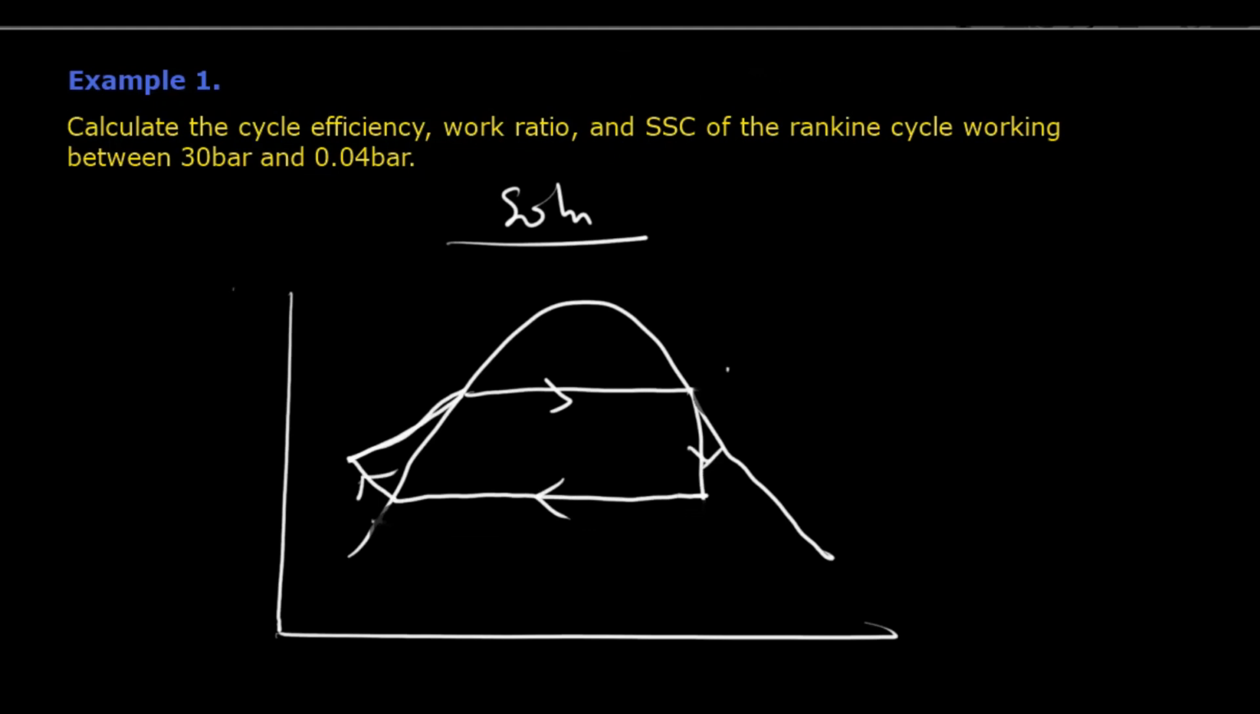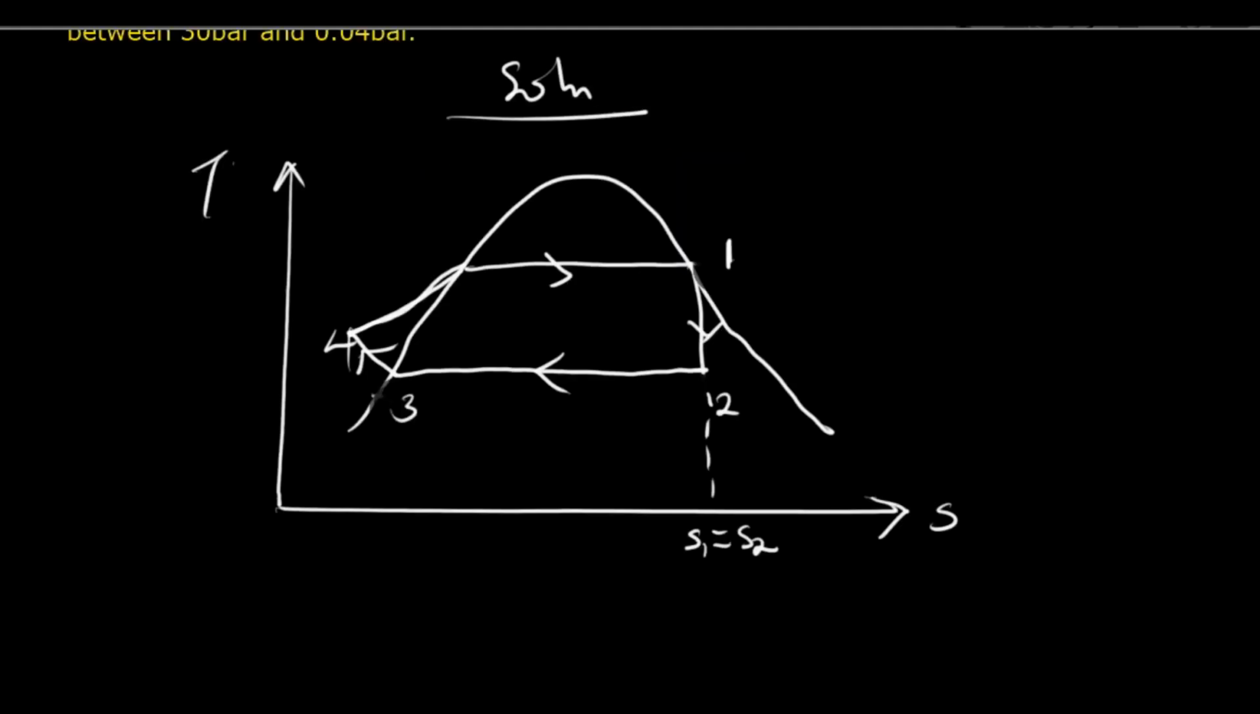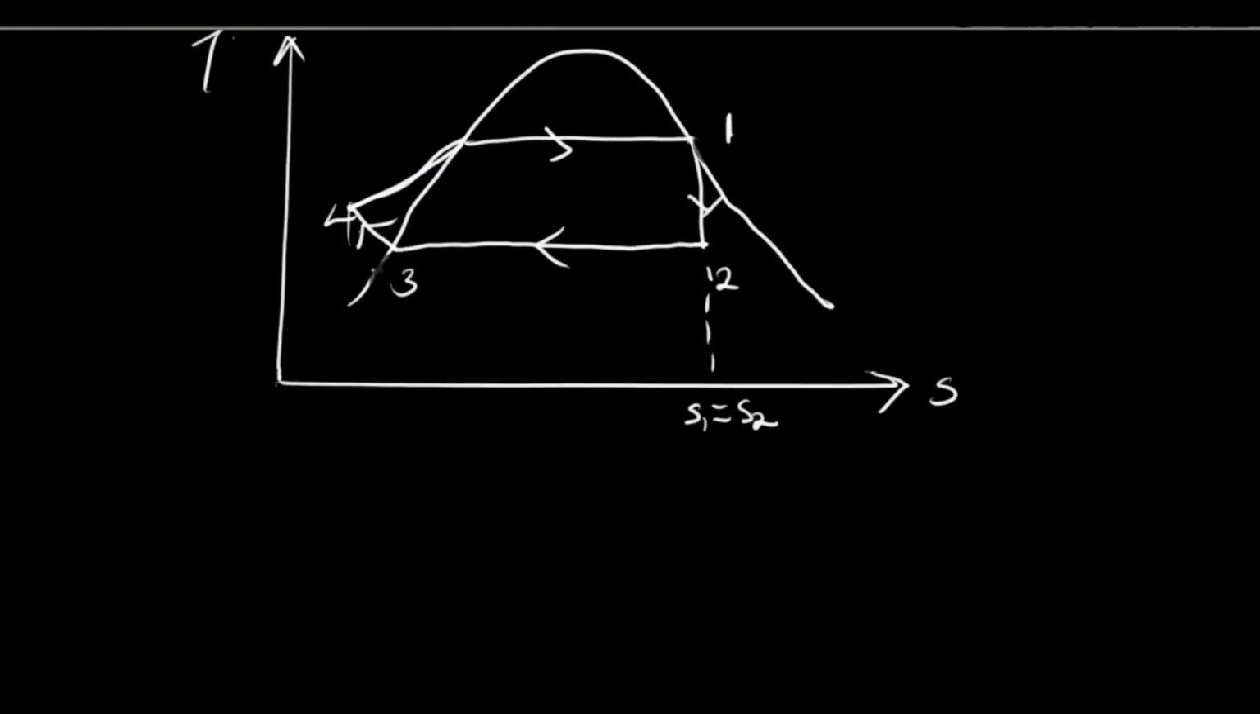So remember our numbering: 1, 2, 3, and 4. So don't forget, S1 is equal to S2, but S3 is not equal to S4, unlike that of the Carnot cycle.